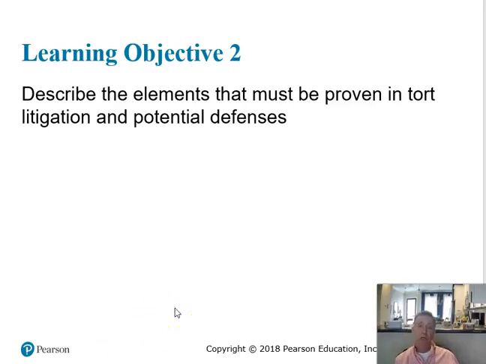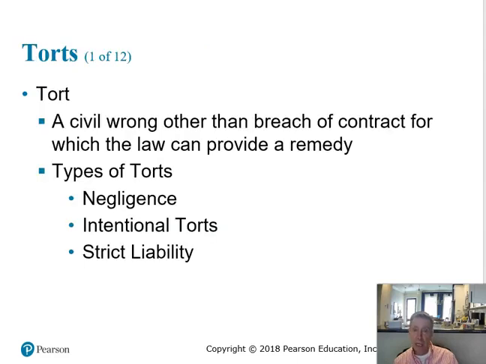Learning objective 2. Describe the elements that must be proven in tort litigation and potential defenses to those torts. Now, torts are huge. If you watch TV at all, I'm sure you've seen lawyer ads, personal injury lawyers or lawyers suing for medical negligence or for faulty products. Those all fall under torts. So a tort is a civil wrong other than a breach of contract for which the law can provide a remedy. And there are basically three types of torts.